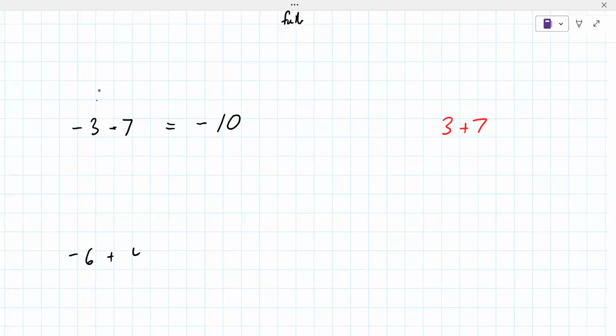Negative 6 plus 4: are these the same sign or opposite sign? They're opposite sign, which means you need to determine which one is further from 0. That would be negative 6. The answer is negative, and then you treat the numbers as if they're both positive: 6 minus 4. You take the larger, the one that's further from 0, and subtract the smaller. What does that become? Negative 2.